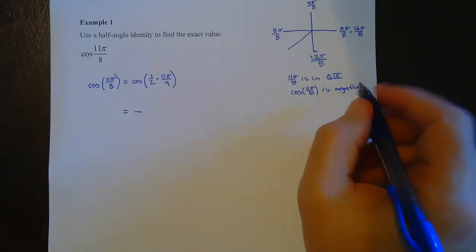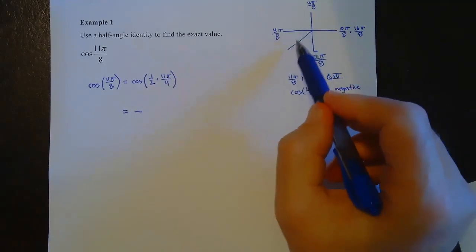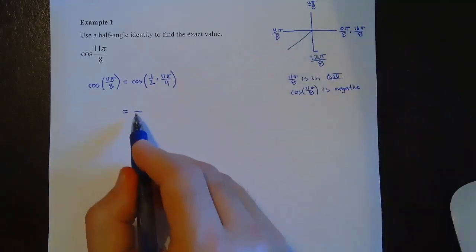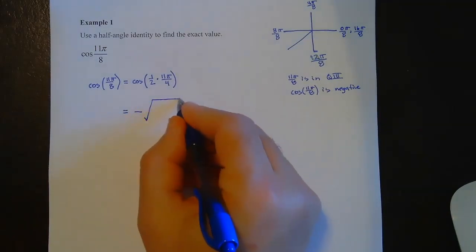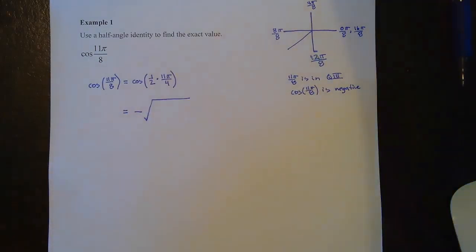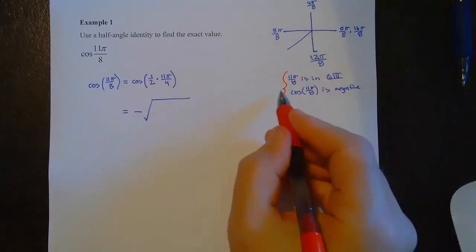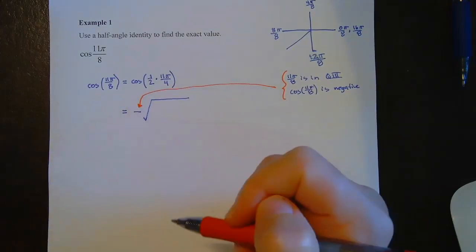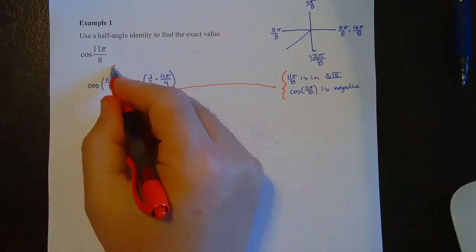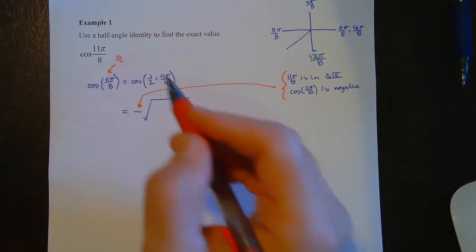And why is it negative? Because cosine is x over r, right? And in this quadrant, your x's are negative. So that's why we're picking the negative one, and then we're going to do the square root. And something else we have to remember is that this determines the sign right here. Now this is my theta over 2.